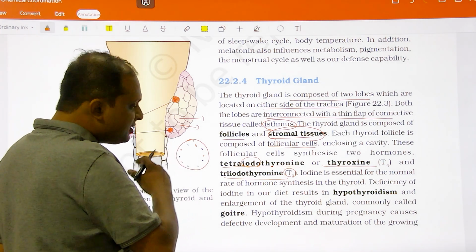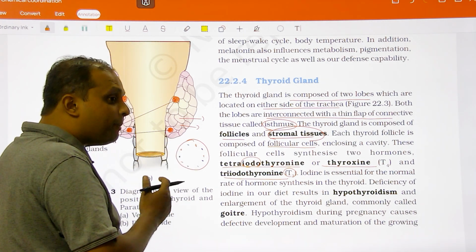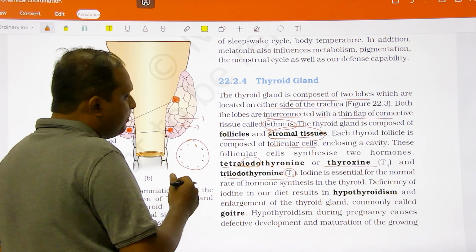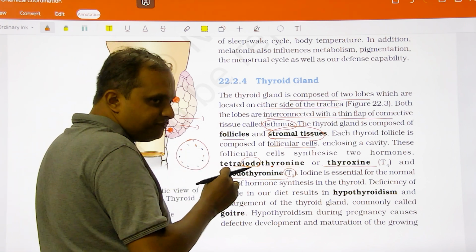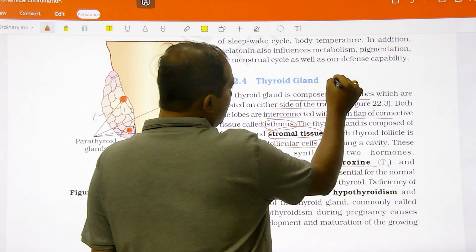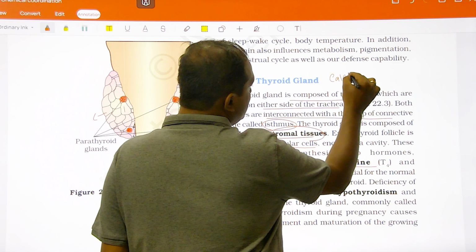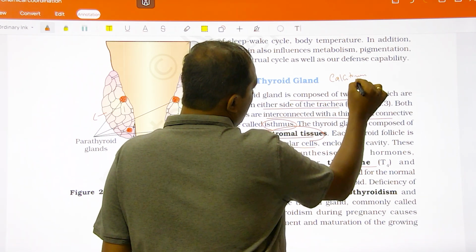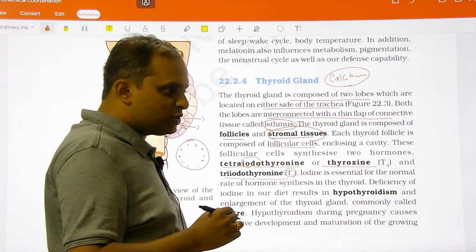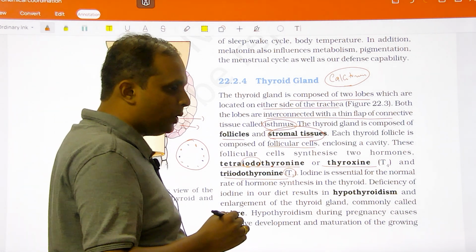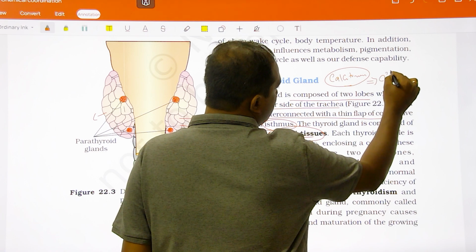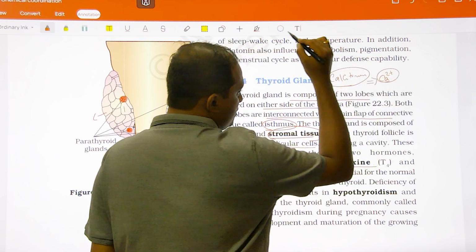Then what is the other cell which is between the follicular cells? Parafollicular cell. Para means adjacent. Parafollicular cells produce another hormone of the thyroid gland which is called calcitonin. So the thyroid gland not only produces thyroid hormone, but it also produces one more hormone called calcitonin, which regulates which metabolism? Calcium metabolism, Ca2+ metabolism.